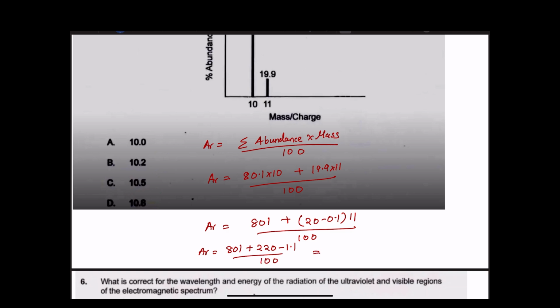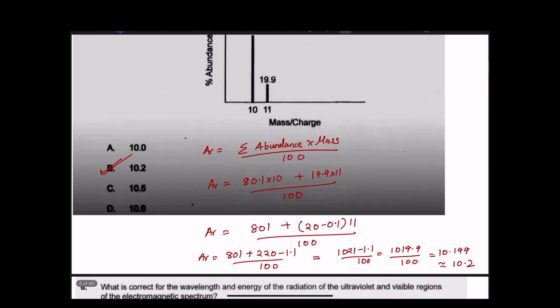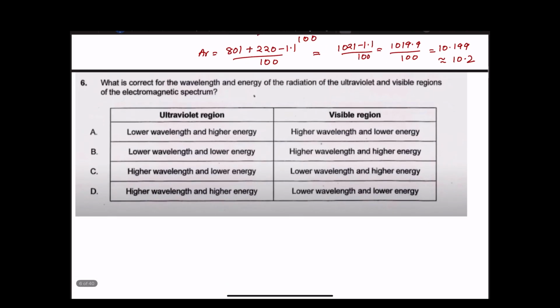From here, it will be 1021 minus 1.1 by 100, 1019.9 by 100, and this will give me 10.199, which is approximately equal to 10.2, which is basically our option B. So this is how you can solve it without a calculator. And yeah, now the next question.